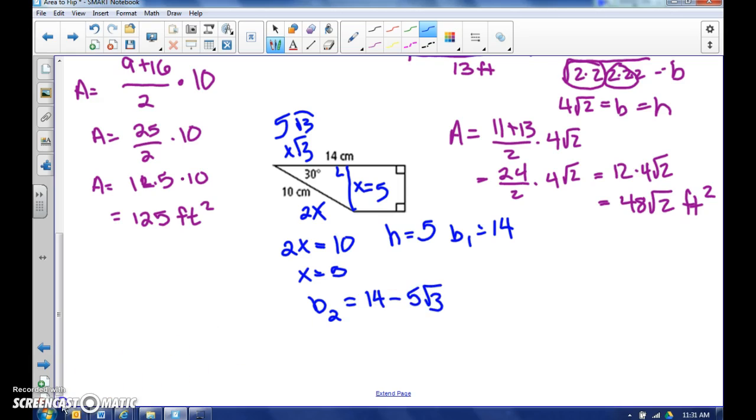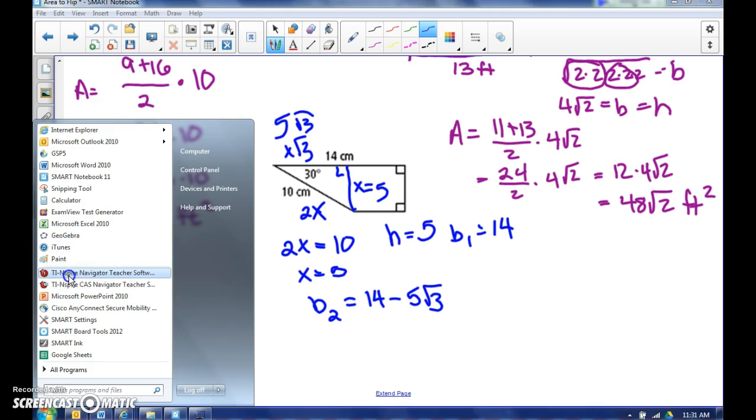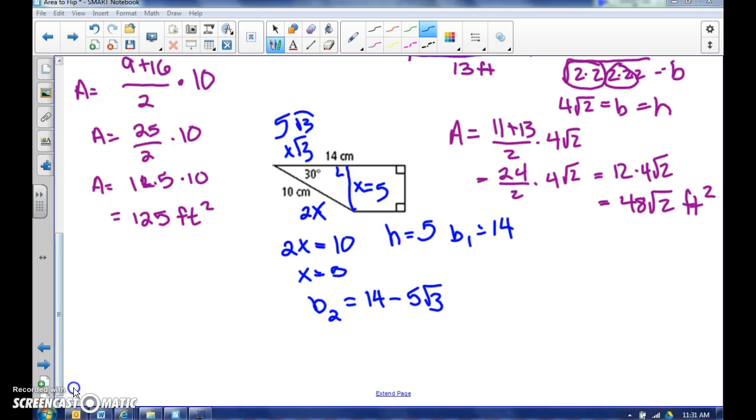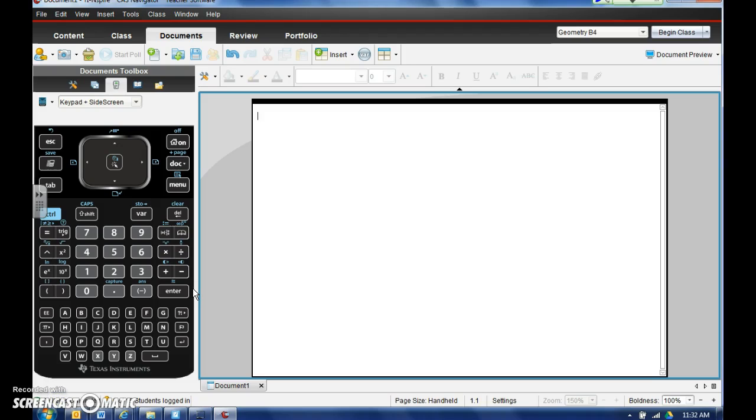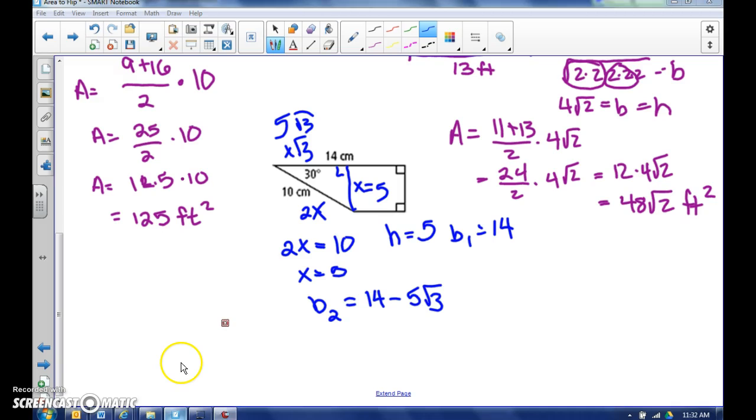Now, this is the moment where getting your calculator out is a fabulous idea, and that's exactly what I'm going to do now. So we want to figure out the difference between 14 and 5 square root of 3. And we end, well, I guess it's not going to give it to me that way. I have to do Control Enter, and I get 5.33975. So if we come back into our document here, we can say that base 2 equals 5.33975.